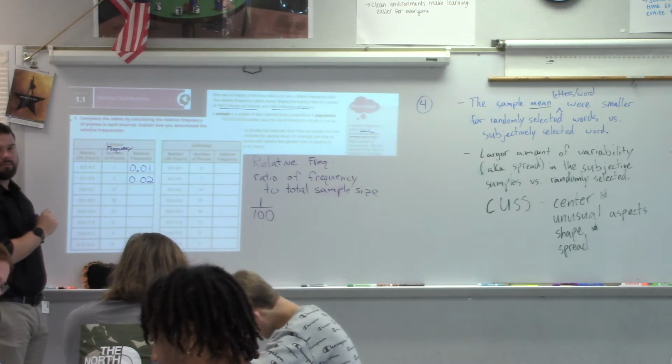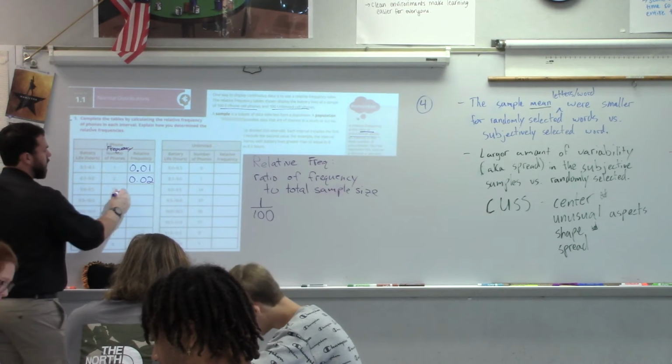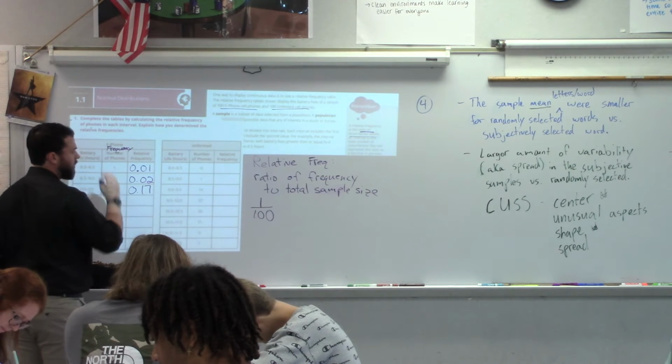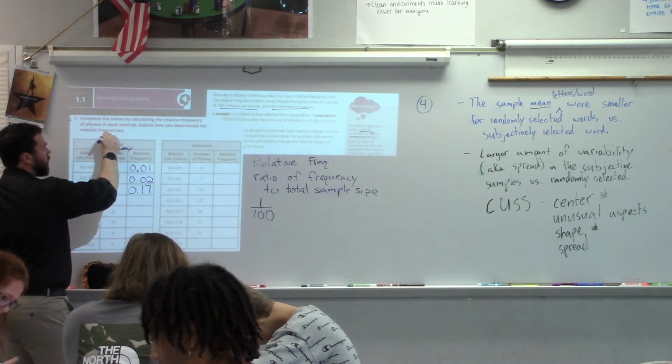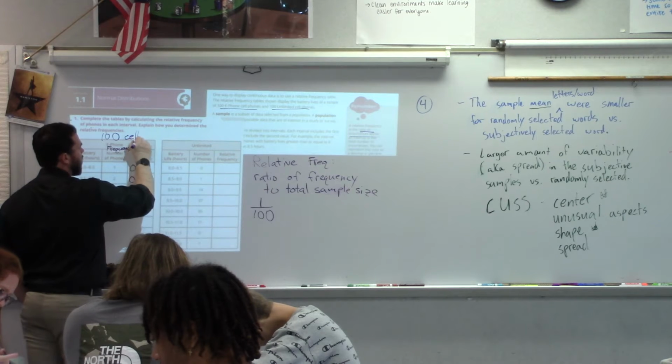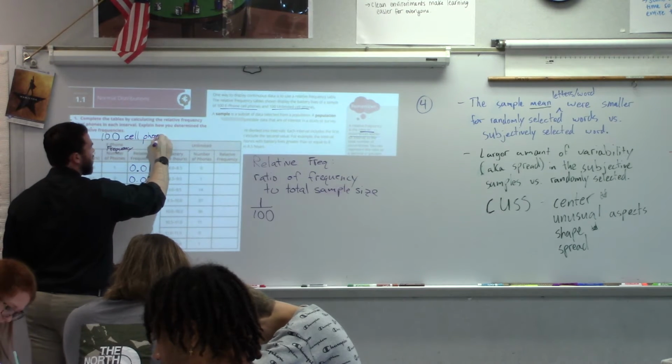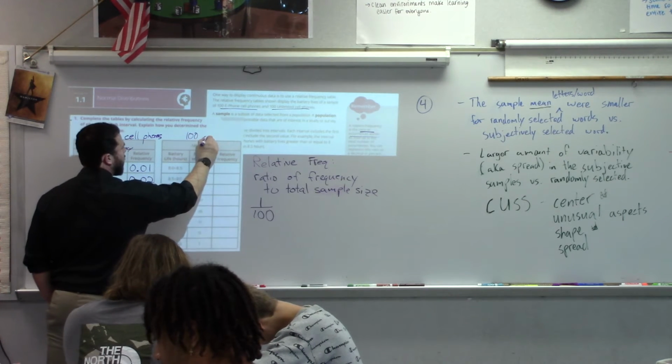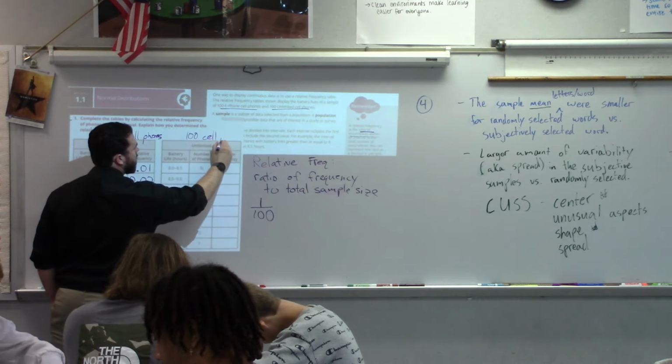The next one? All right, let's work within our groups to figure out the relative frequencies. Remember, there's 100 cell phones for each. So 100 cell phones here, 100 cell phones there. That's the total sample size.